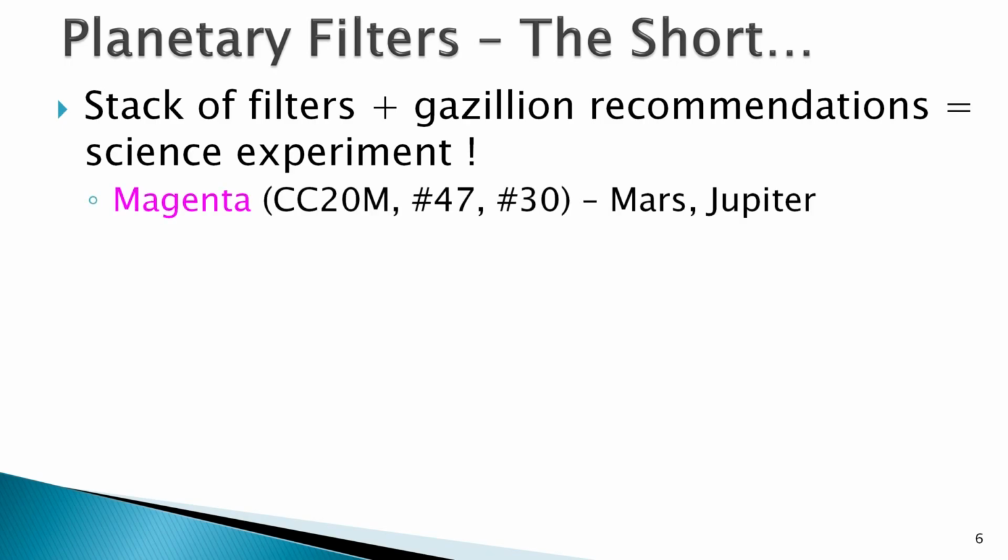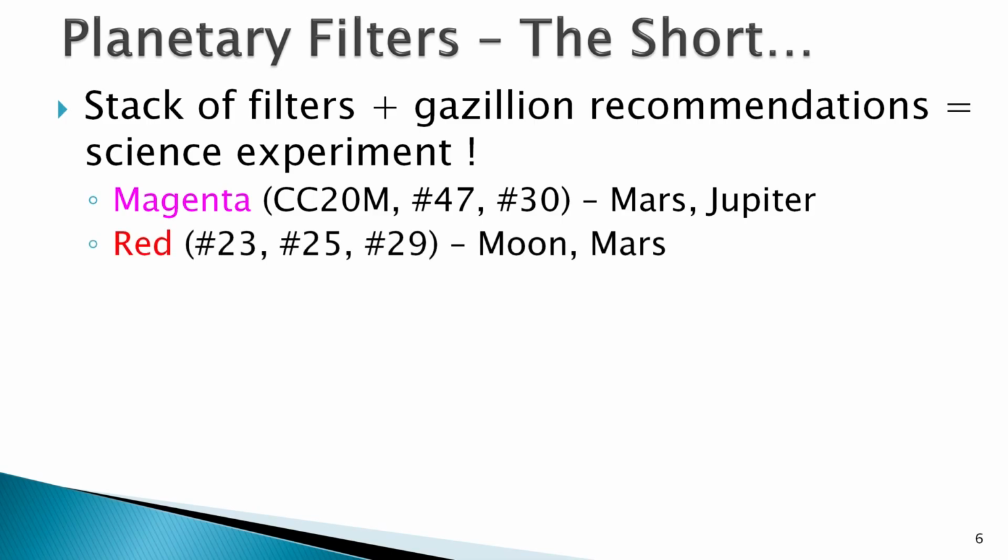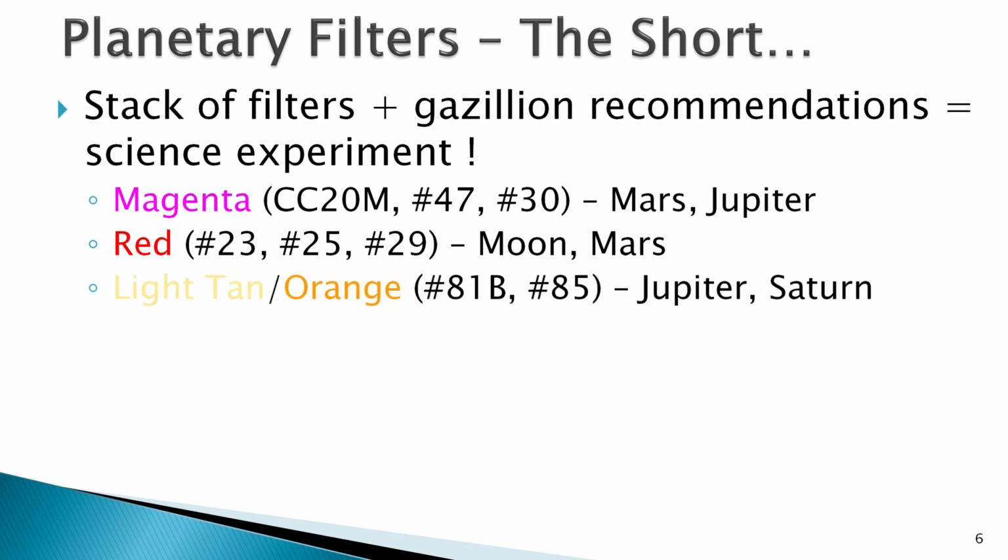On Mars or Jupiter, a magenta filter, like a Wratten number 47 or a number 30, does a good job of enhancing contrast of features. A red filter on the Moon or Mars also works well to sharpen the image and improve contrast. A light tan or orange filter, like a Wratten number 81 or number 85, is also beneficial for enhancing details in the bands on Jupiter and Saturn.